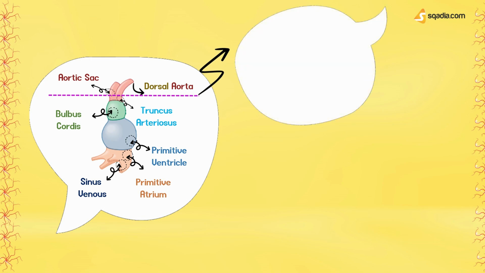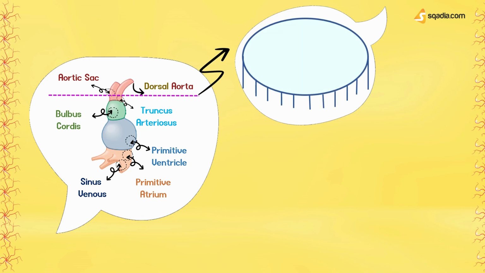So, after the cross-section, we know that this is ectoderm. This is endoderm. This is truncus arteriosus. This is the aortic sac. This is dorsal aorta. This is neural tube. This is notochord. These are pharyngeal arcs.